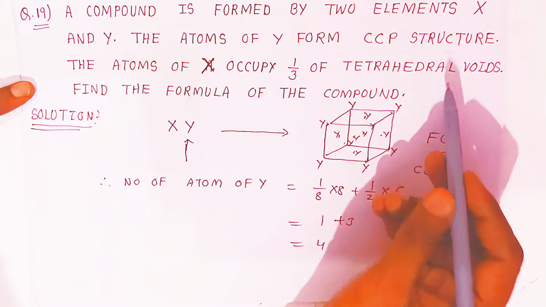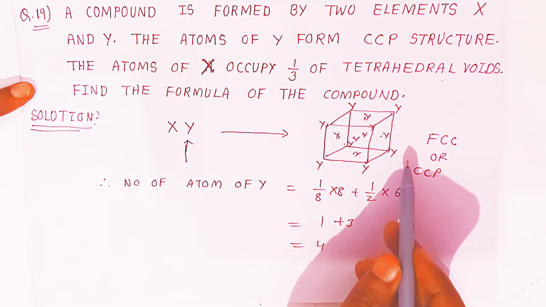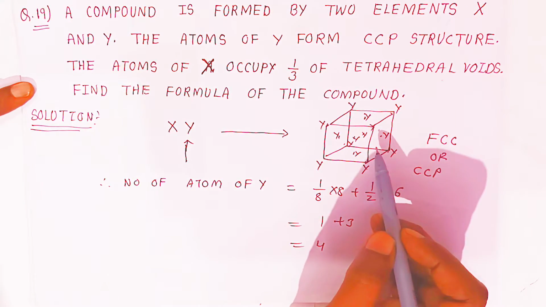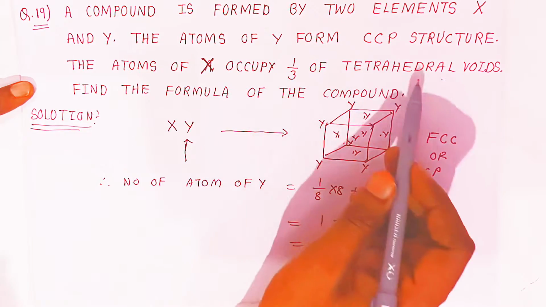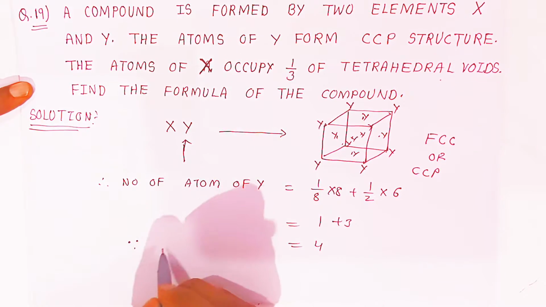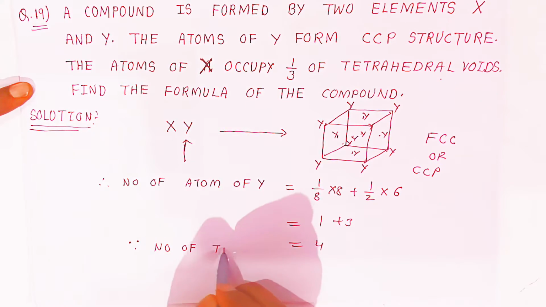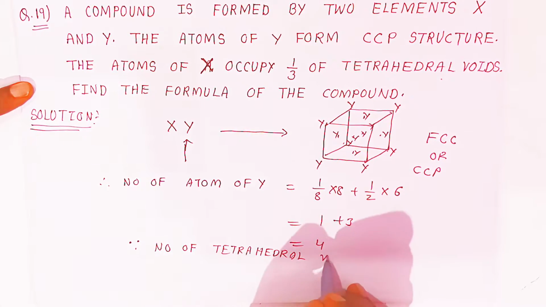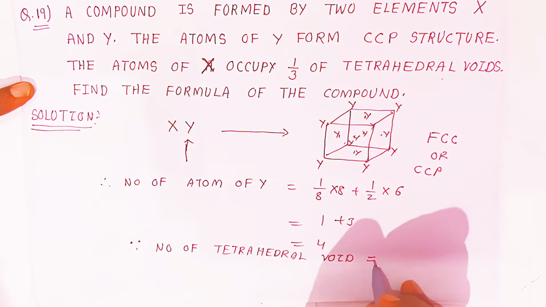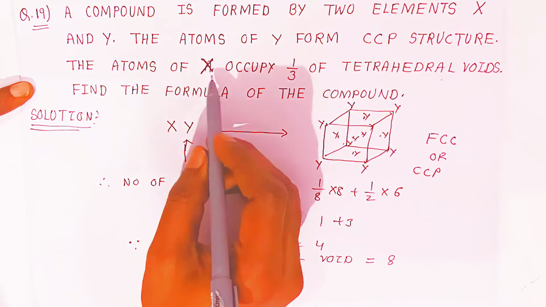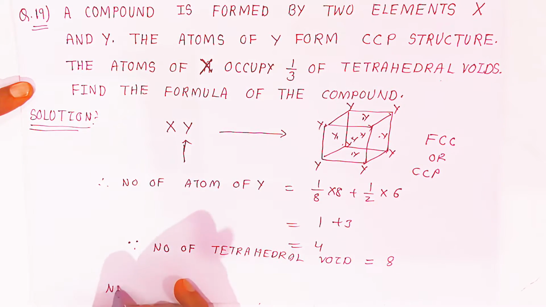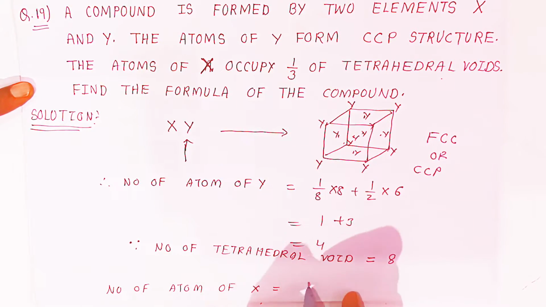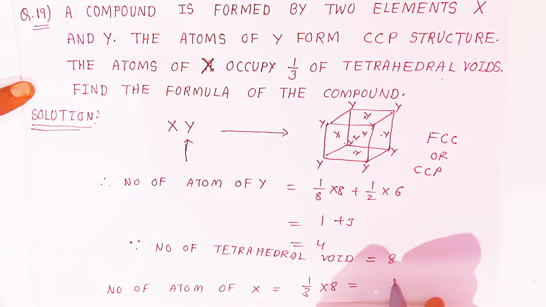Now students, how many tetrahedral voids are present in the FCC structure? So 8 tetrahedral voids are there. Always in an FCC structure the tetrahedral voids are 8. So X occupies 1/3 of the tetrahedral voids. Since you know the number of tetrahedral voids in FCC is always 8, and X occupies 1/3, the number of atoms of X will be 1/3 of 8, that is 8/3.